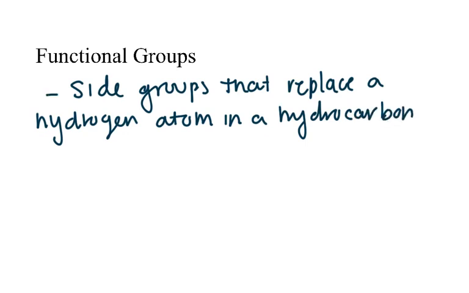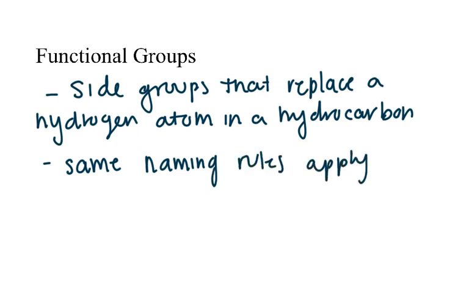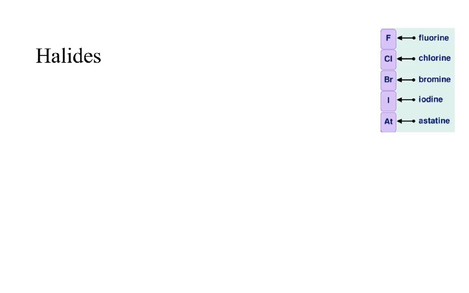And this is different than an alkyl group, but our same naming rules apply when it comes to the numbering. So a functional group is a side group that we add on to a hydrocarbon. So let's look at halides. Again, guys, all of the functional groups are in your reference table, so you will have these there for you. You don't need to necessarily memorize what the branches look like, but we're just going to talk about what they are.